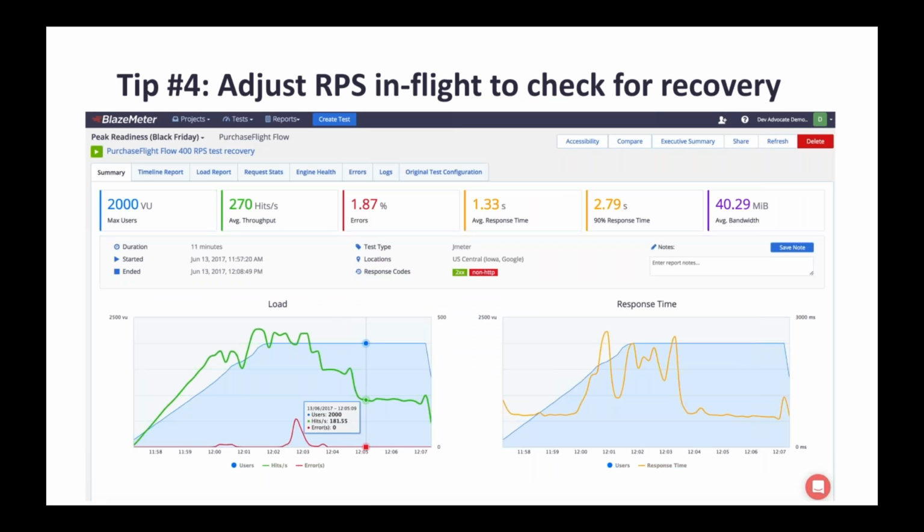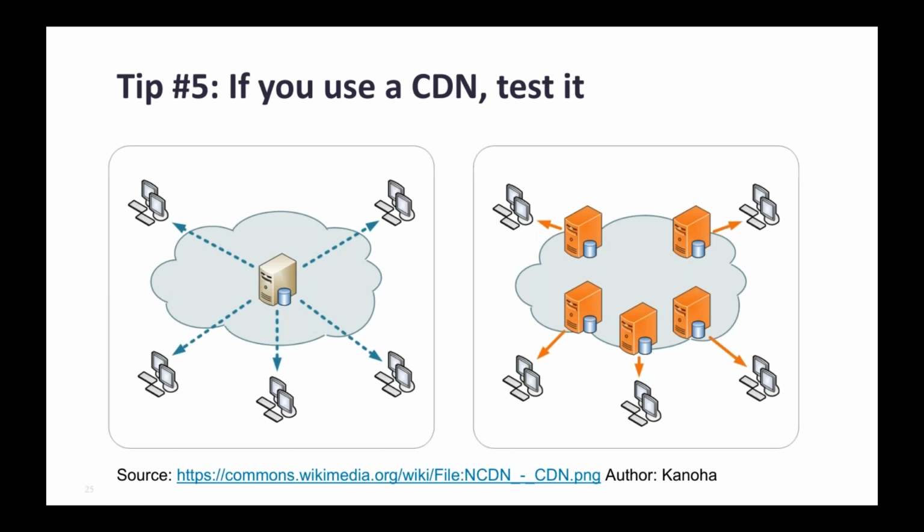So another tip I want to cover here is adjusting the requests per second in flight to check for recovery. So I ran this test where I deliberately took it up where I knew I was going to see problems, and you can see that we indeed had some issues both with throughput and with response time here. And then I used the remote control feature to actually reduce the amount of load that was placed on the system and see whether it would recover. And sure enough, I got 0 errors after that point. And my response time was really nice. A little blip at the very end, but otherwise it was really great, right? And so I'll show you that in a sec when we go into the live demo.